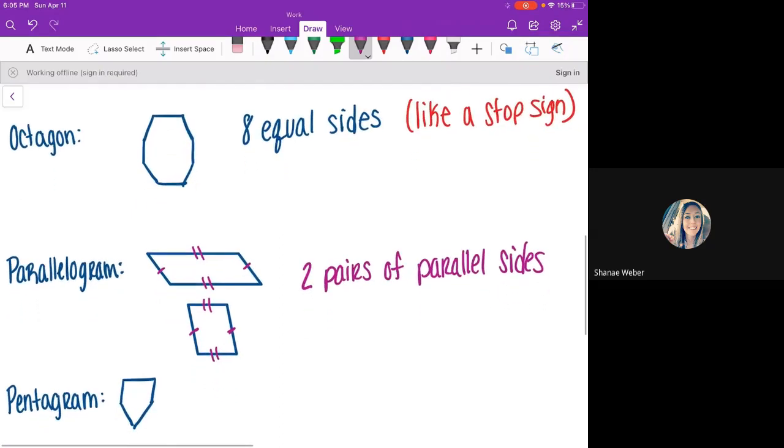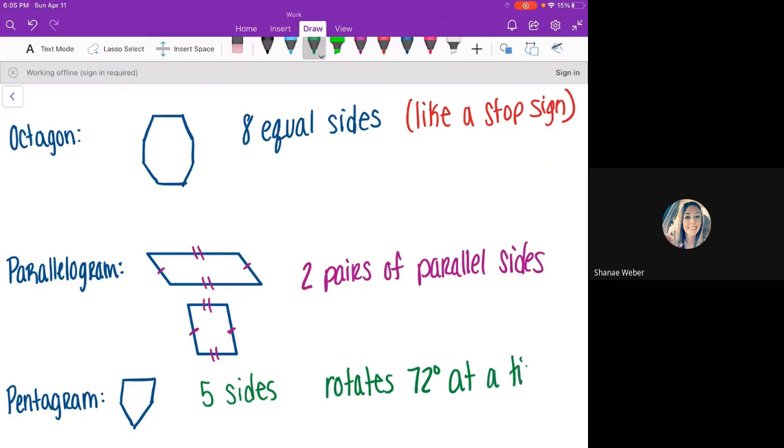And then the last one is a pentagram, and that has 5 sides. And when we rotate a pentagram, because it has 5 sides instead of like 4, it rotates 72 degrees at a time. So not 90, 72 degrees. So I'm going to put that down. Rotates 72 degrees at a time. So if you were to rotate this pentagram twice, you would rotate it 144 degrees, and so on.